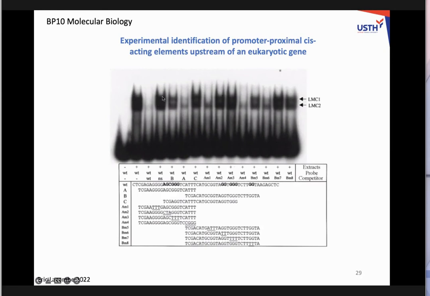So, the first 4 lanes: free probe, addition of nuclear extract and the formation of the complex, specific competition and non-specific competition. These 4 lanes are the typical profile when you discover a protein-DNA interaction that is sequence specific. In other words, you show that there is in this region of DNA a protein that is able to recognize the sequence on that DNA. So a putative transcription factor.